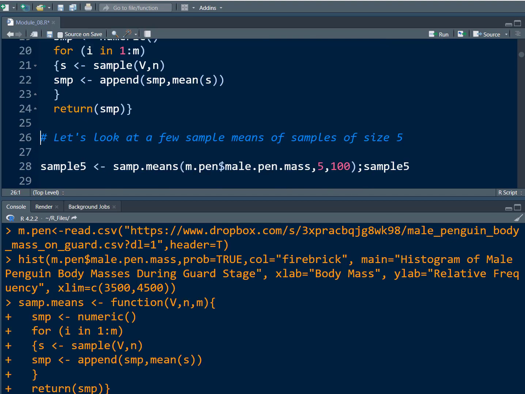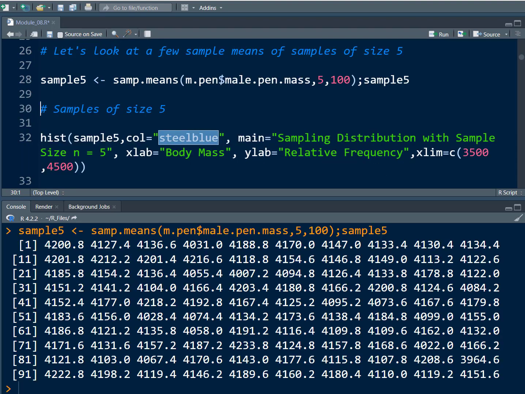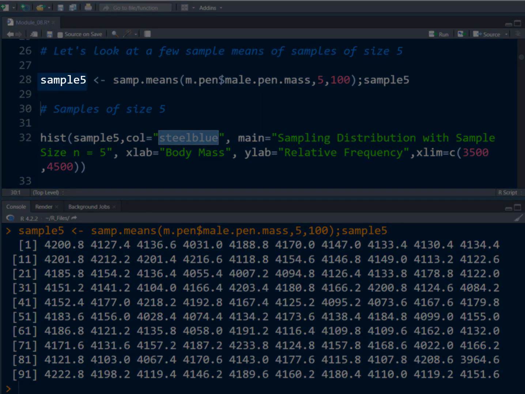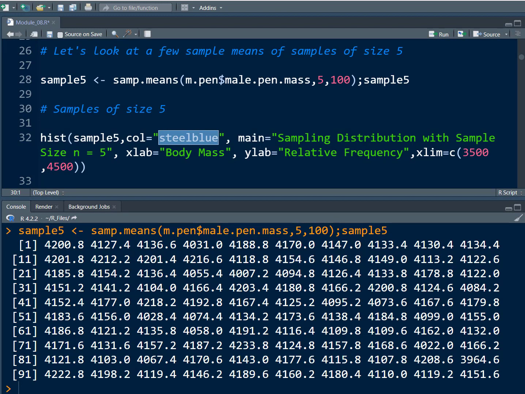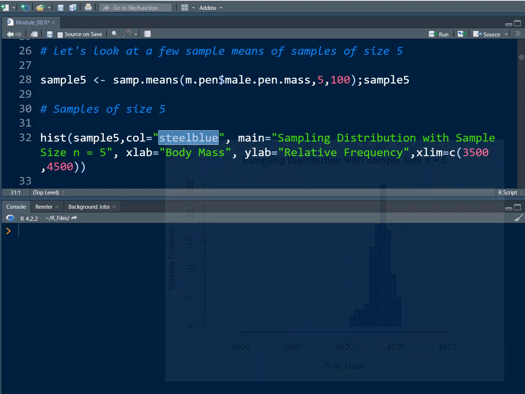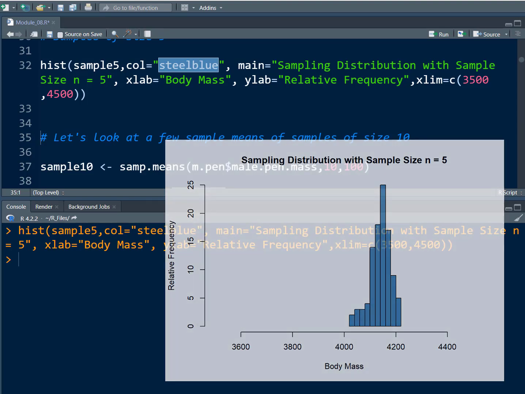Suppose that we want to look at samples of size 5. I'll draw 100 samples of size 5. We'll save the means of those samples into a variable named sample5. So now we have a sampling distribution where the sample size is 5. Okay, we know that the population is skewed to the left. Will the sampling distribution also be skewed to the left? Let's take a look. It appears that with samples of size 5, we can still see some skewness.